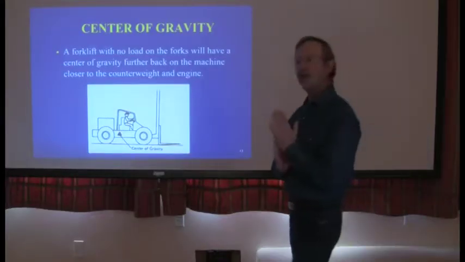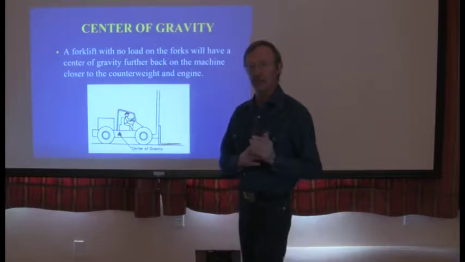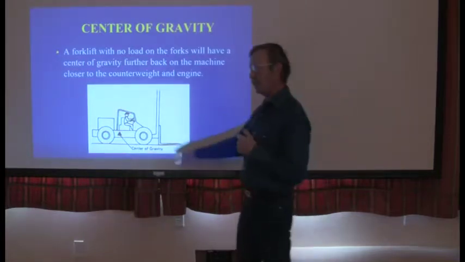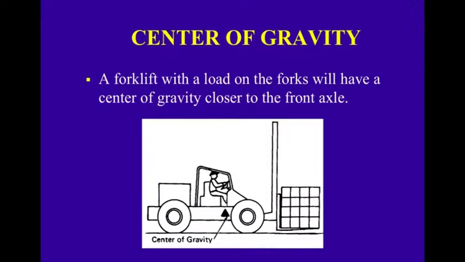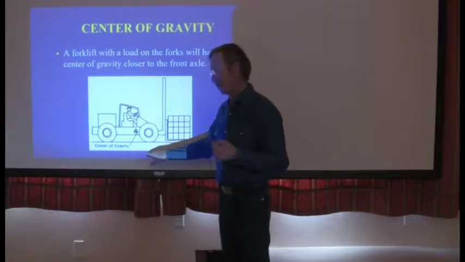Okay, let's tie three principles together. The principle of the center of gravity. Center of gravity on a forklift, when the forks are on the ground, is back and low. When we load the forks, our center of gravity shifts forward towards our front axle pivot point, or fulcrum.